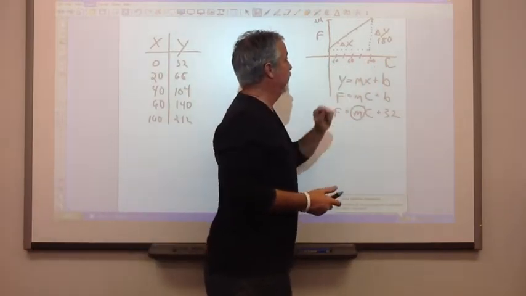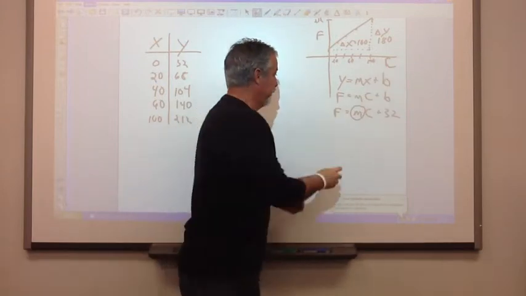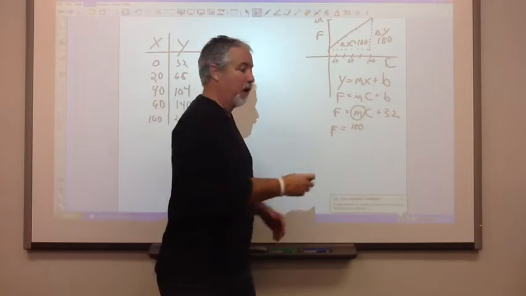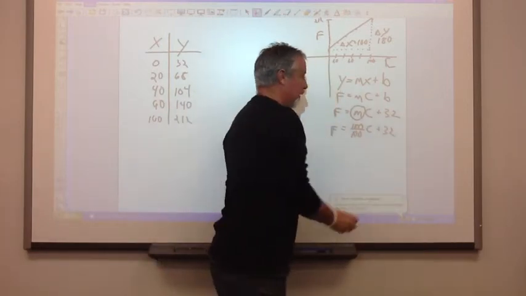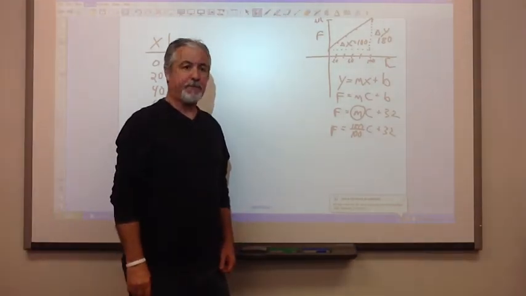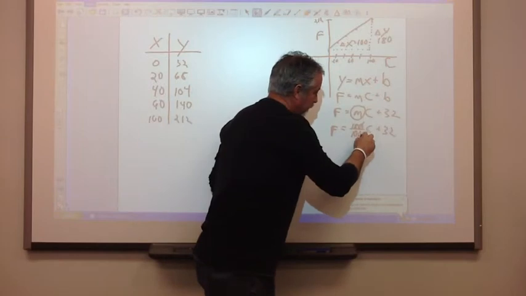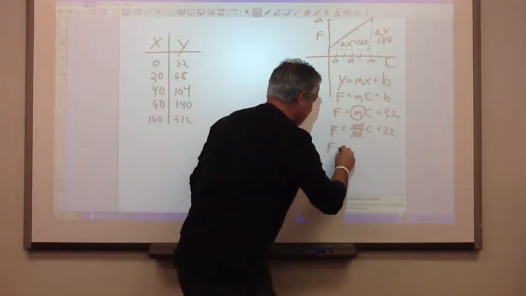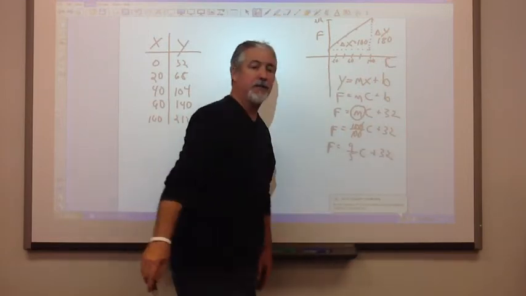Started at 0, went to 100, so the change in x is 100 degrees, and we will put here F equals 180, that's change in y, over 100, that's change in x, plus 32. Now, we can reduce this. We can reduce it to 18 over 10, and 18 over 10 can be reduced to 9 over 5 C plus 32.